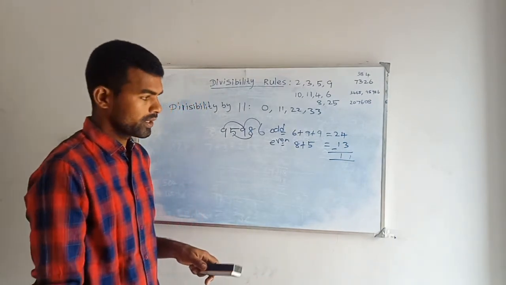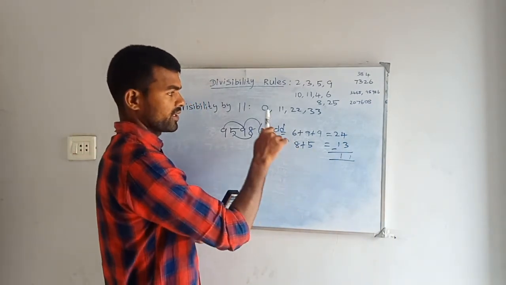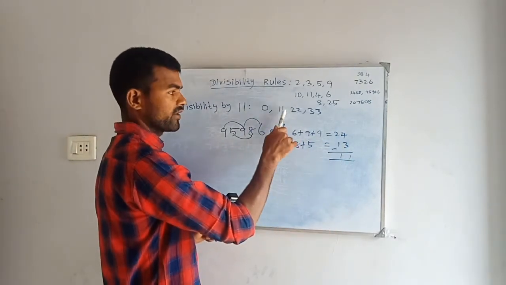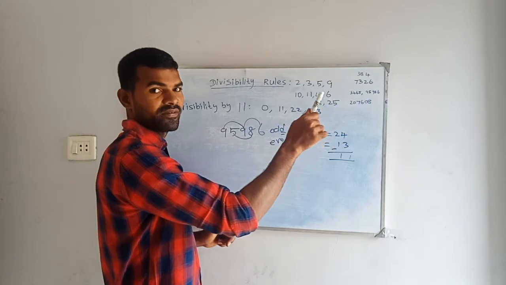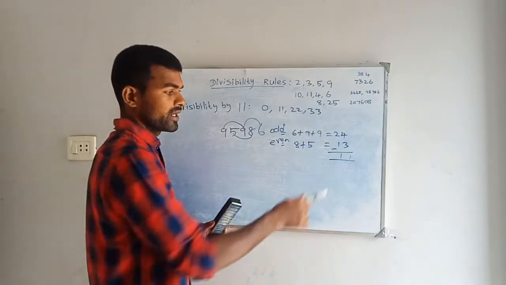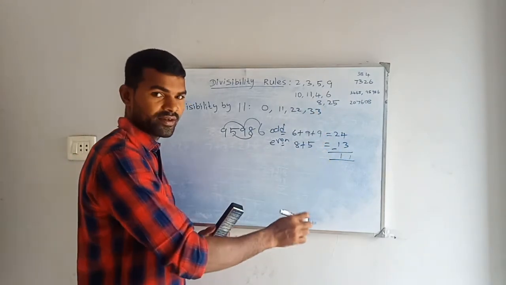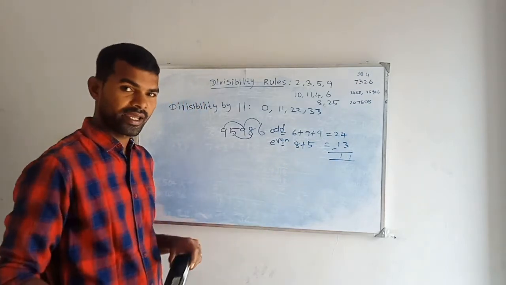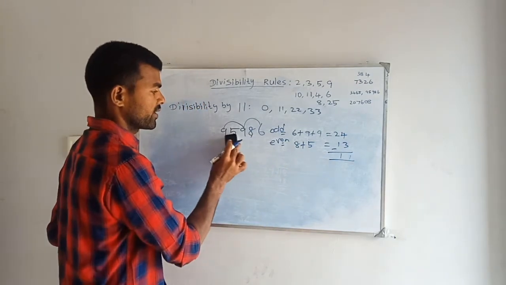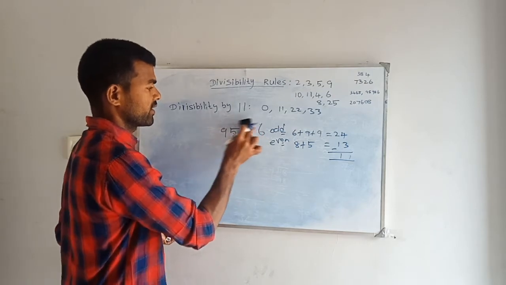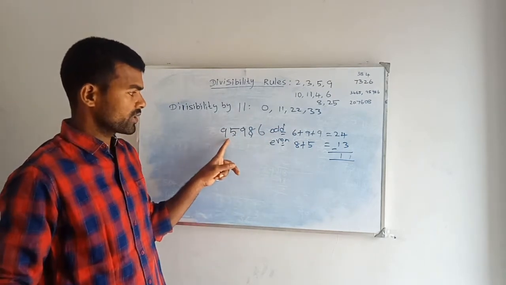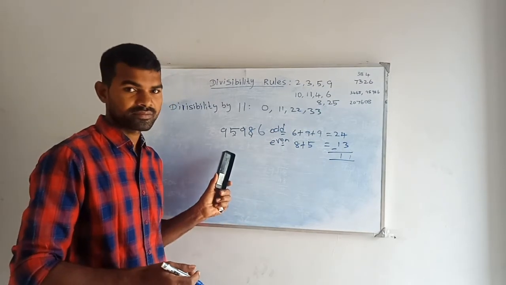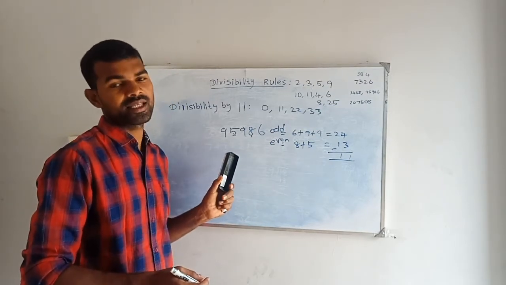So I told you, if the difference is 0 or in the 11 table, anything like 11, 22, 33, 44, 55, then see here, 11 is coming. So if the difference is 11, the full number can be divided by 11. Here, 95,986 can be divided by 11. Okay, understand? This is the concept.